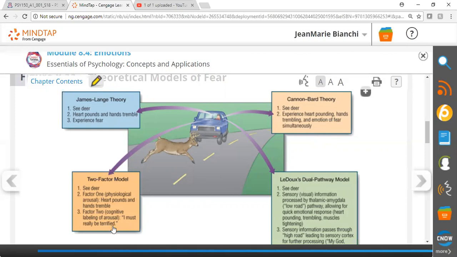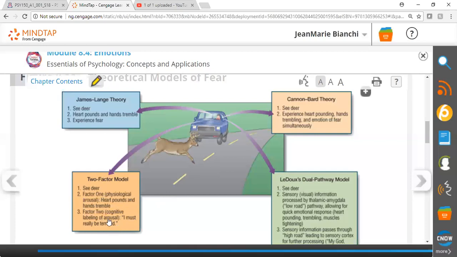The two-factor model was developed in the 1960s by researchers named Schachter and Singer, and they argued that emotions depend on two different factors. The first factor is physiological. In this case, our heart pounds and our hands tremble as we see the deer cross the road while we're driving. But the second factor is a cognitive appraisal or a cognitive interpretation of what's going on.